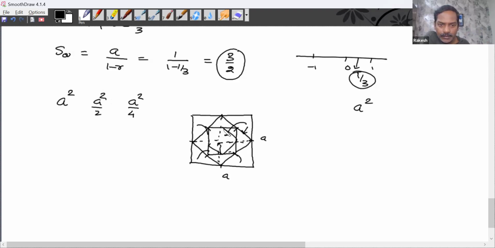This process will be repeated infinitely, and we have to find the sum of the areas of all these infinite squares.